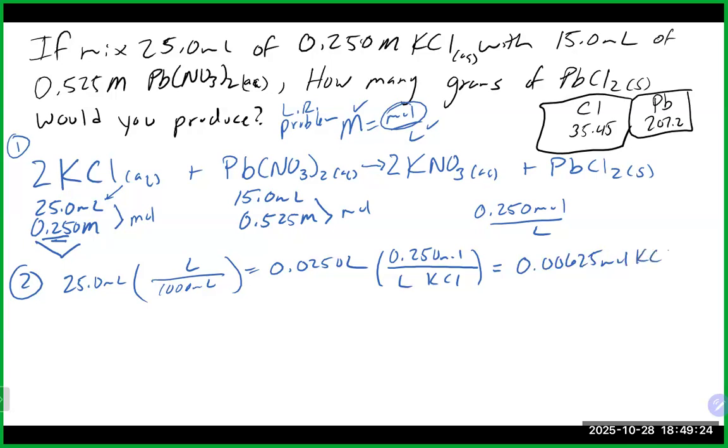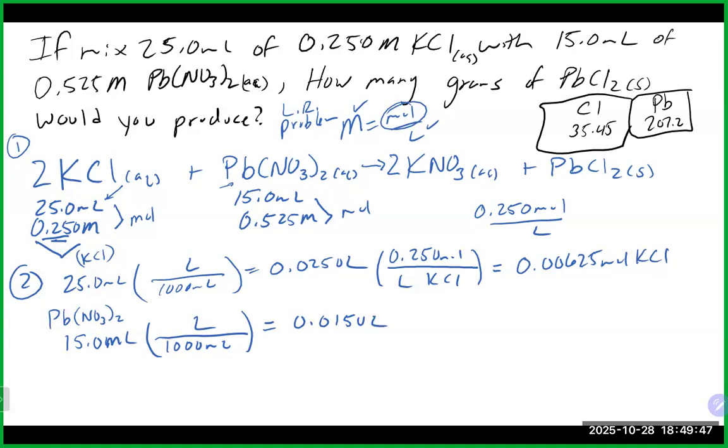0.00625 moles of KCl. So I'll do the same thing here for my other reactant. For my lead 2 nitrate, I'm also going to divide my volume by 1,000, or move the decimal place 3 places to the left. That gets me 0.015 liters. I'm going to times it by its molarity, which I'm also going to take out of the big M and use as moles per liter. That would be 0.525 moles per liter of my lead 2 nitrate.